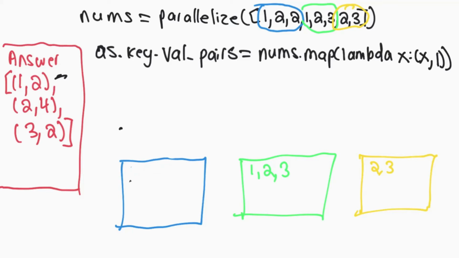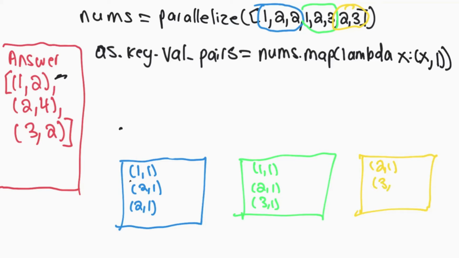So that was a 1, 2, 2, and now it's a 1, 1, and a 2, 1, and a 2, 1. And this is 1, 2, 3, which is now being converted to 1, 1, 2, 1, and 3, 1. And yellow is going to be 2, 1, and 3, 1. Okay, so that's the transformation we just did with the map.